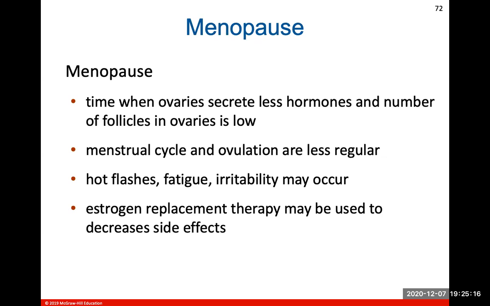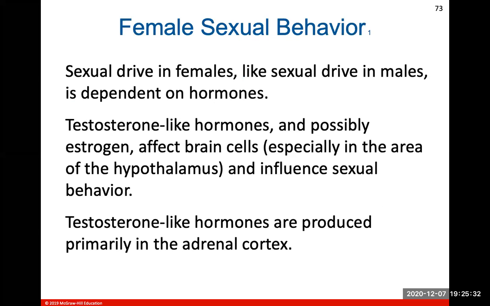Menopause then is the time when ovaries secrete fewer hormones and the number of follicles in the ovaries is low. The menstrual cycle and ovulation will become less regular. You'll have hot flashes, fatigue, irritability, and estrogen replacement therapy may be used to decrease the side effects.